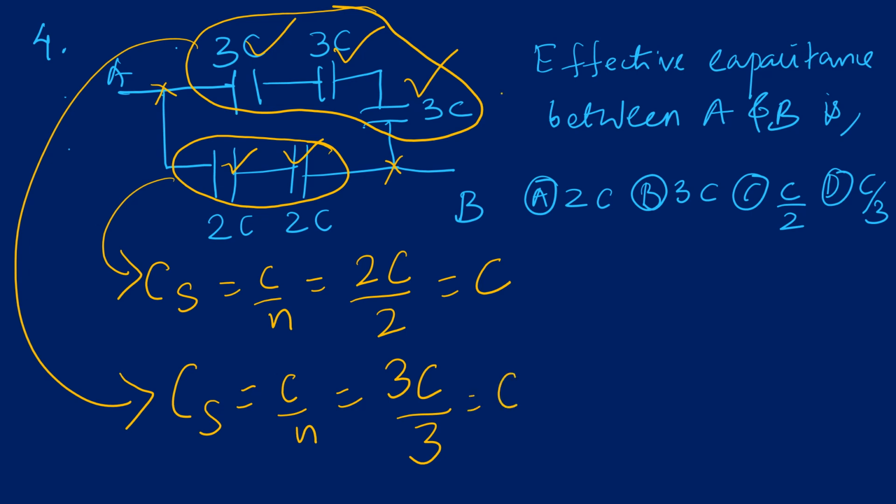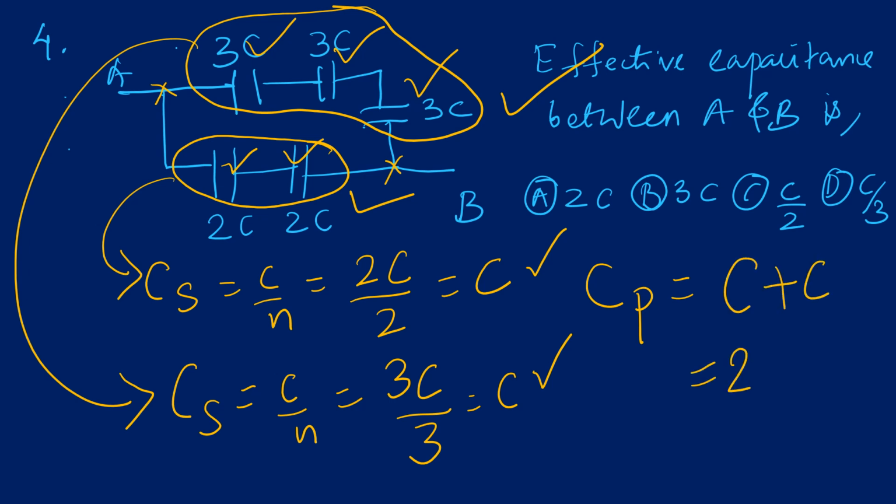And these two combinations are connected in parallel. In parallel connection, we can write the effective capacitance as the sum of two. So sum of these two, that is C plus C equal to 2C, is the correct answer. Option A is the correct one.